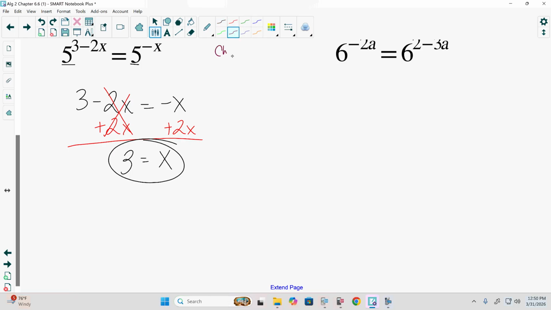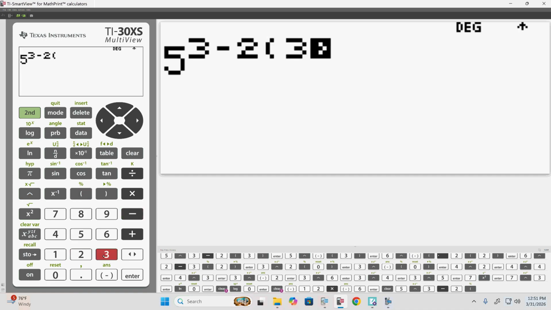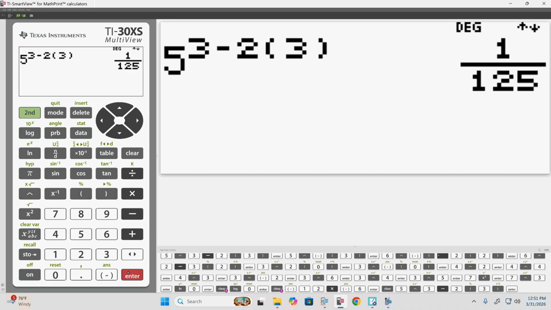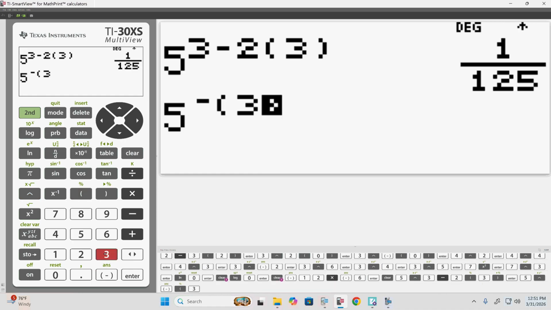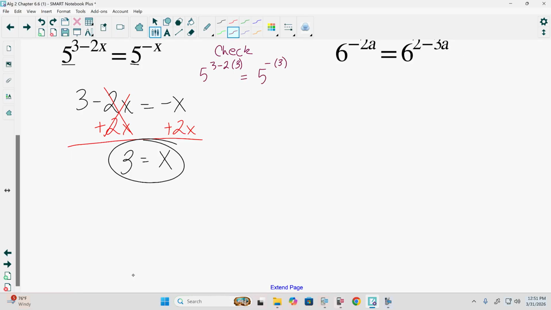And if we wanted to check it, it didn't ask, but if we wanted to, we can plug 3 in for x and see if 5 to the 3 minus 2 times 3 is equal to 5 to the negative 3. 5 to the, what was it, 3 minus 2 times 3. And then we had 5 to the negative 3. They are the exact same value, which means that is the correct answer. So x is equal to 3.